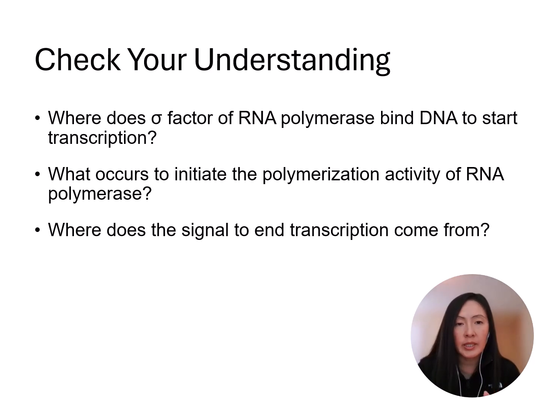For the second one, what occurs to initiate polymerization activity of RNA polymerase? So kind of similar to the first one. Once RNA polymerase is bound to the promoter, DNA unwinds, forming that transcription bubble. The sigma factor will be released, and that activates the core RNA polymerase enzyme. RNA polymerase can start adding ribonucleotides to that growing RNA strand in that 5' to 3' direction. So remember, no primer is needed. RNA polymerase can start from the beginning.